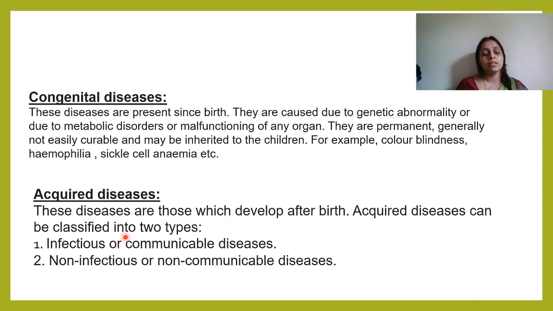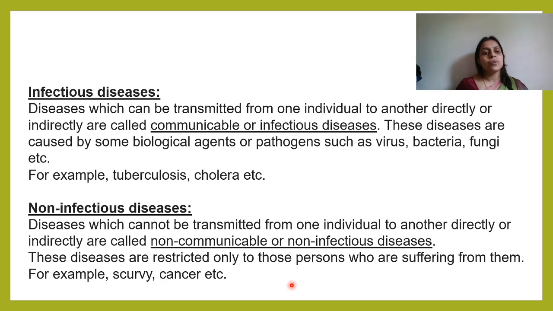Acquired disease. The word itself says something which is acquired, which has developed after birth. Acquired diseases are classified into two types: infectious, the other name is communicable disease, and non infectious or non communicable diseases. So, what are infectious diseases? The diseases which can be transmitted from one individual to another directly or indirectly. So, it's called communicable or infectious disease.